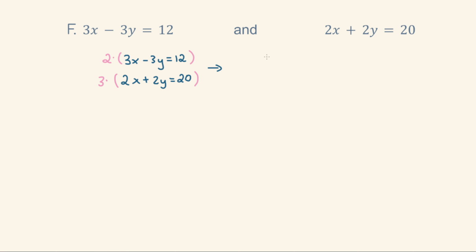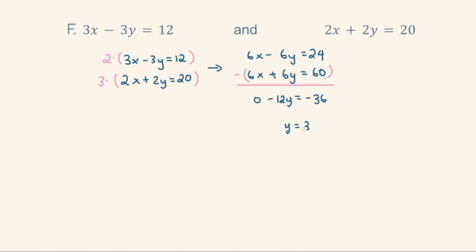And so that's going to give me 6x minus 6y is equal to 24. And my bottom equation here, I'm going to get 6x plus 6y is equal to 60. And now we just have to subtract the equations. So 6x minus 6x, that's 0, minus 6y minus 6y, that's minus 12y. And 24 minus 60, that's negative 36. And so now we have minus 12y equals negative 36. We just have to divide both sides by negative 12, which leaves me with y is equal to positive 3.